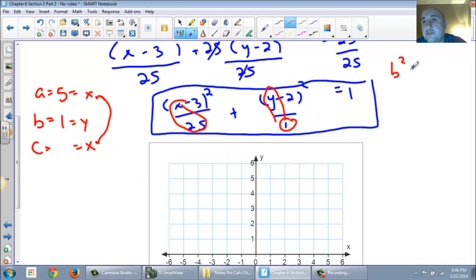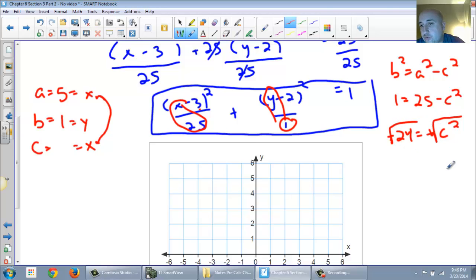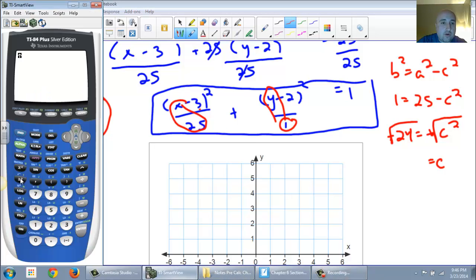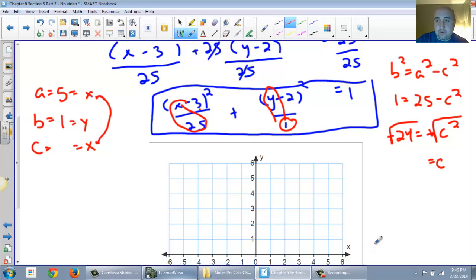Okay, so we need to figure out what c is. So b squared equals a squared minus c squared. b squared is 1. a squared is 25. Minus c squared, subtract 25, 1 take away 25 is -24. We can cross off the negatives. Take the square root of 24 on the calculator. Square root of 24 equals 4.898, we're just going to round that to 4.90. So c is 4.90.